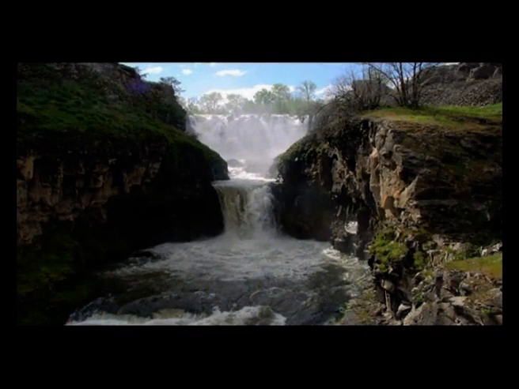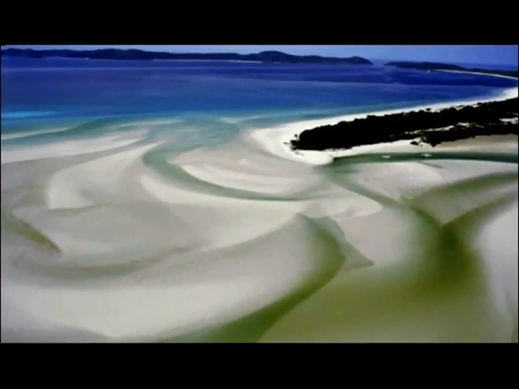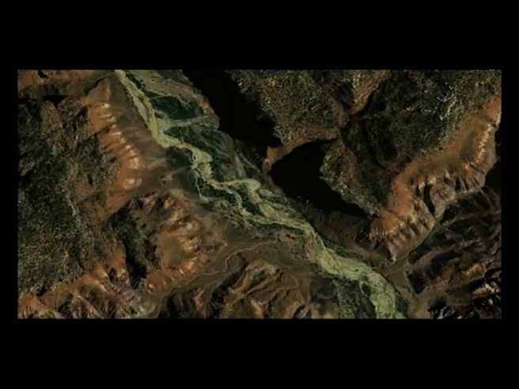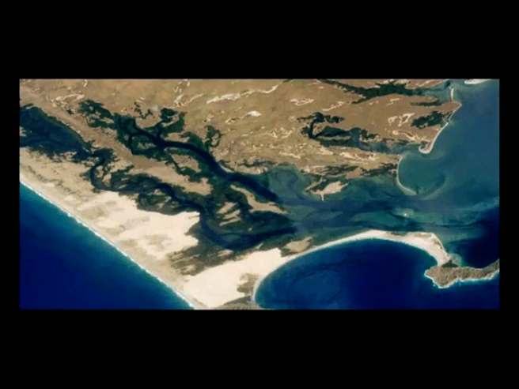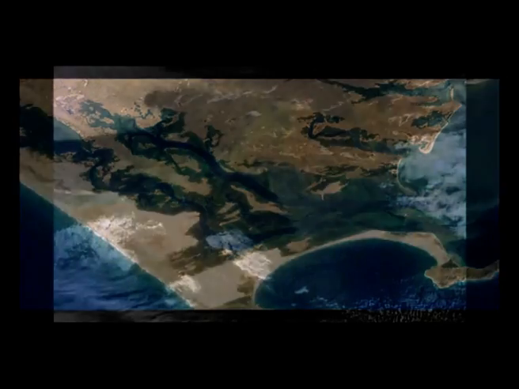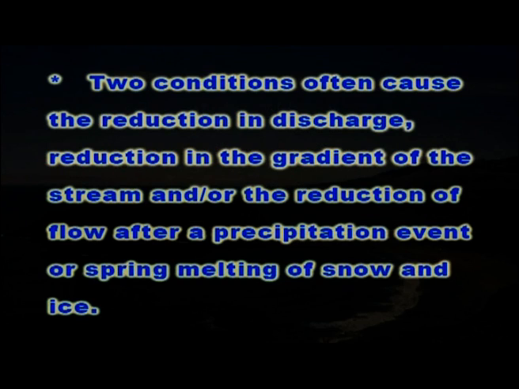Streams carrying coarser sediments develop sand and gravel bars. These types of bars are seen often in braided streams, which are common in elevated areas. Bars develop in braided streams because of reductions in the discharge rate. Two conditions often cause the reduction in discharge: reduction in the gradient of the stream and/or the reduction of flow after a precipitation event or spring melting of snow and ice.